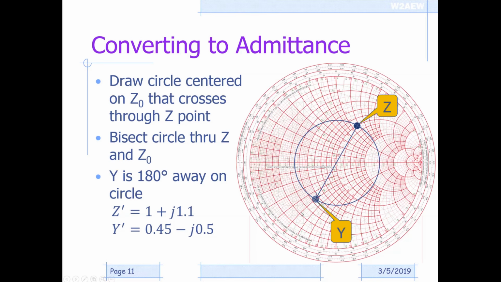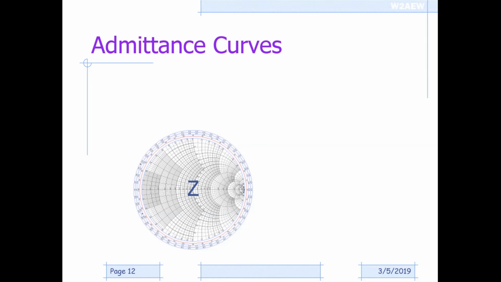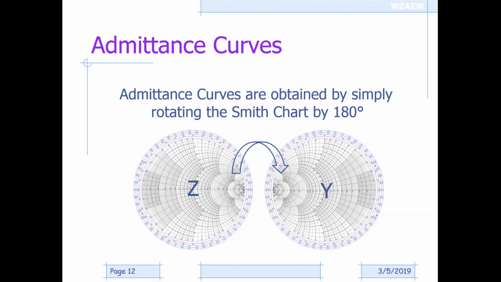So we just read the values right off the chart from the resistance and reactance lines. So in this case, an impedance of 1 plus j1.1 is a complex admittance of 0.45 minus j0.5 as shown here. So the admittance curves, where are they? Because we've talked about these impedance curves, constant resistance and constant reactance. The admittance curves are really just taking the Smith chart and rotating it 180 degrees. So if we actually just turn that chart around, we would have that.